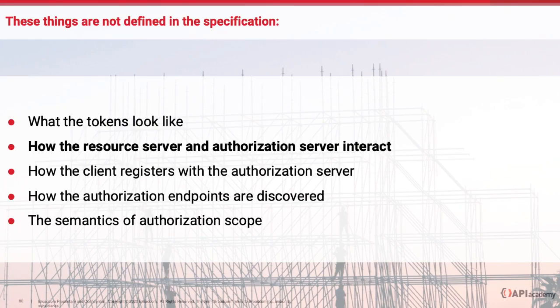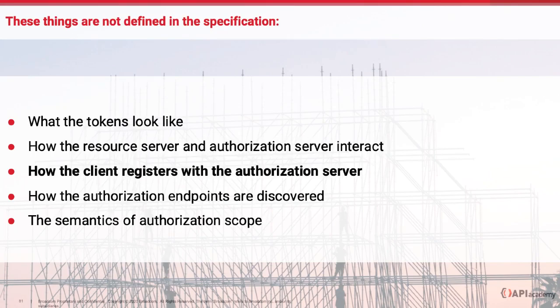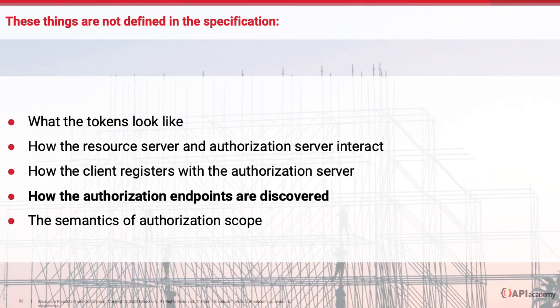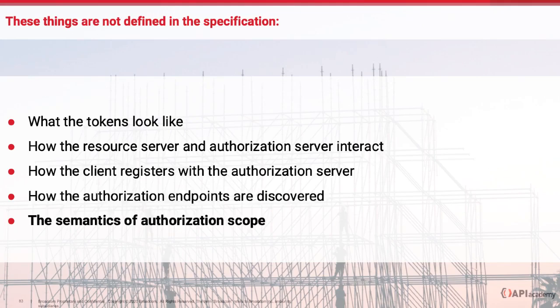Other items that are not clearly defined include how the resource server and authorization server interact, how the client registers with the authorization server, how the authorization endpoints are discovered, or the semantics of authorization scope. These semantics are often expressed in JSON format, but again, is entirely based on the implementer's decision-making.